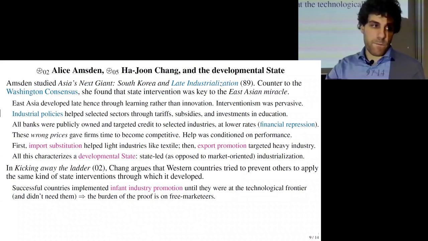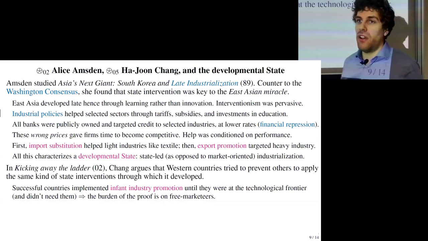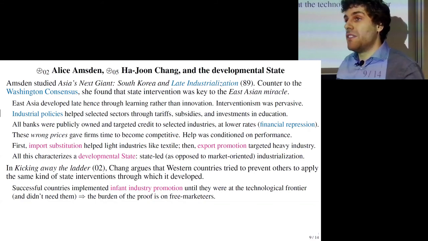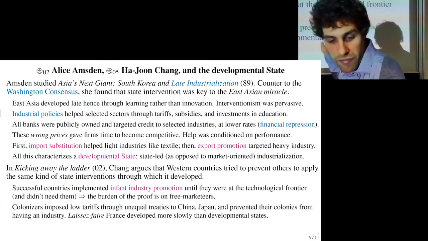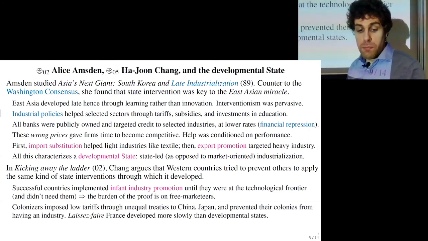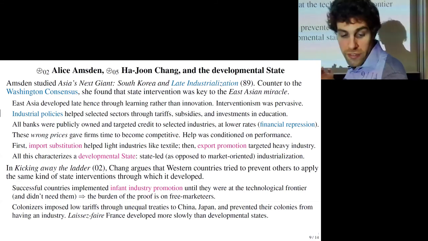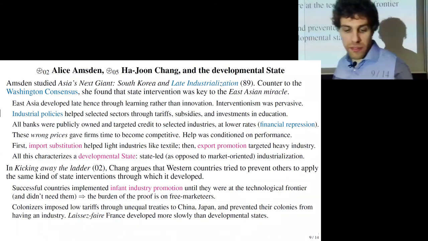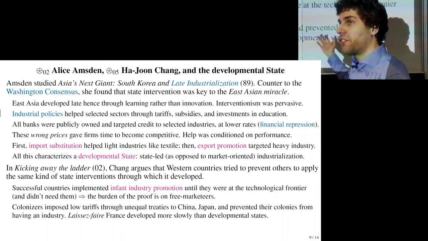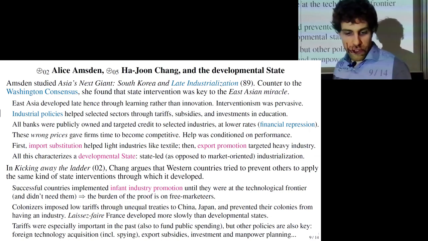The UK became a free trader against tariffs in 1846, when they had secured a very high productivity industry. And then Chang provides evidence that the colonizers imposed low tariffs through unequal treaties on China, on Japan, preventing their colonies from having an industry. And it shows that laissez-faire countries like France developed more slowly than developmental states, like Germany, for example.